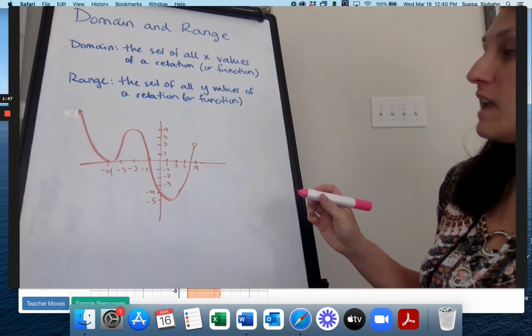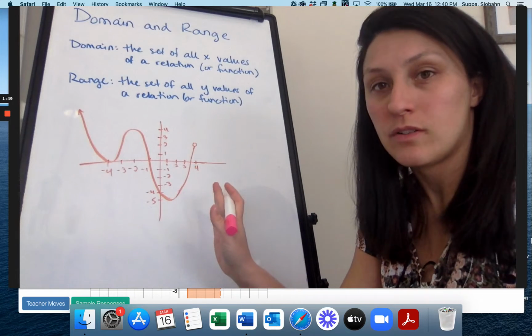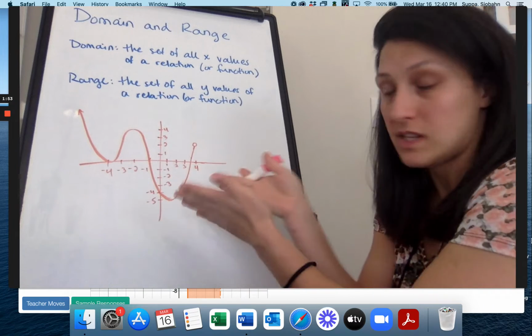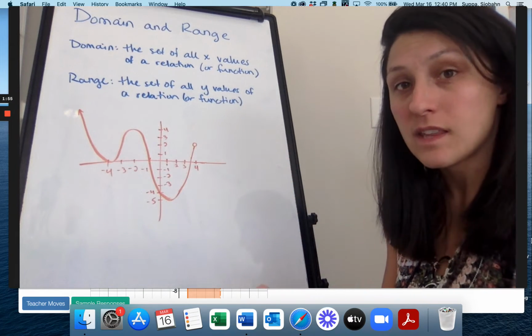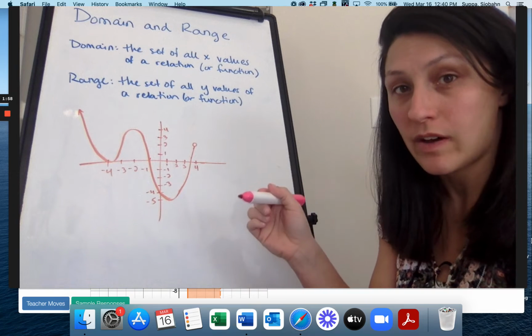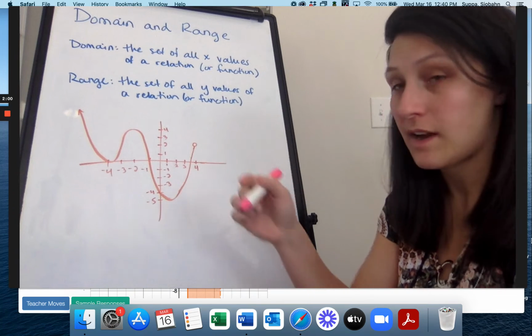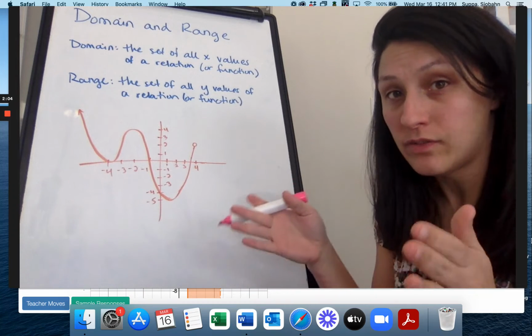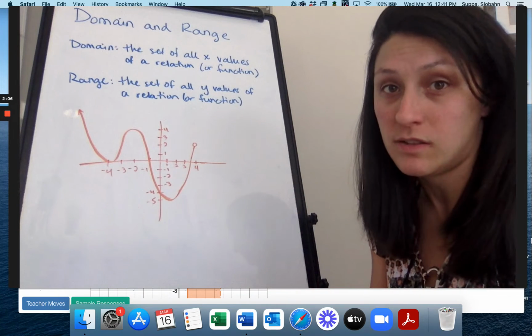The domain is all the x values. So what you're looking at is, think about all the points on this graph. There's an infinite number of them. And then think about all the x coordinate values of every point on that graph. If you could list out all of those x coordinate values, that would be the domain.